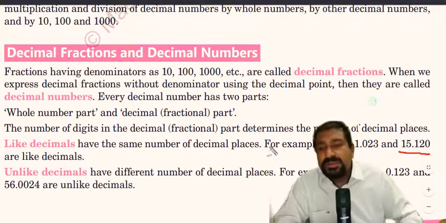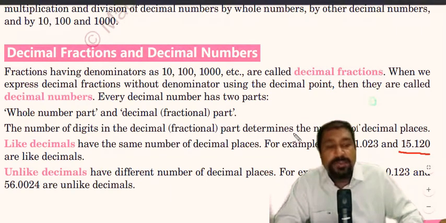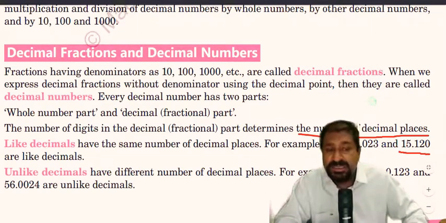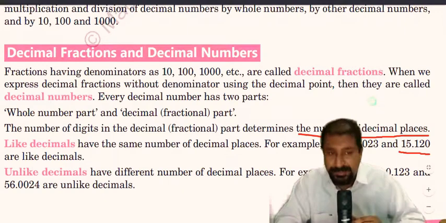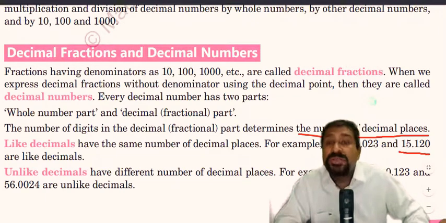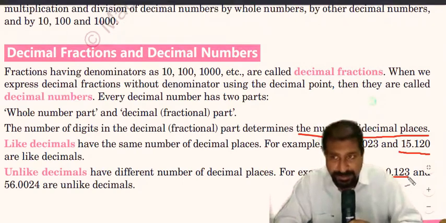Now, the number of the digits in the decimal part determines the number of decimal places. That's also a very important thing. How many decimal places does it have? 3 decimal places, 4 decimal places. Like here in this example, you can see all are having 3 decimal places. Here from this example, you can see the decimal places are changing. The first decimal number has only 1 decimal place. Then 0.12 has 2 decimal places and 0.123 has 3 decimal places.